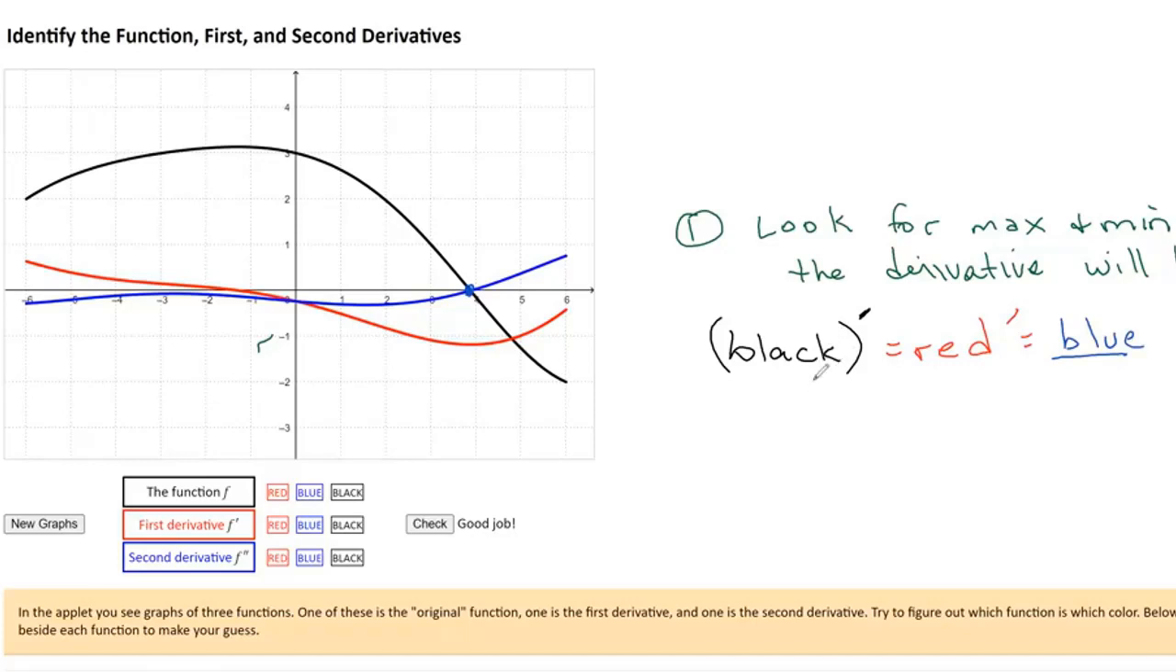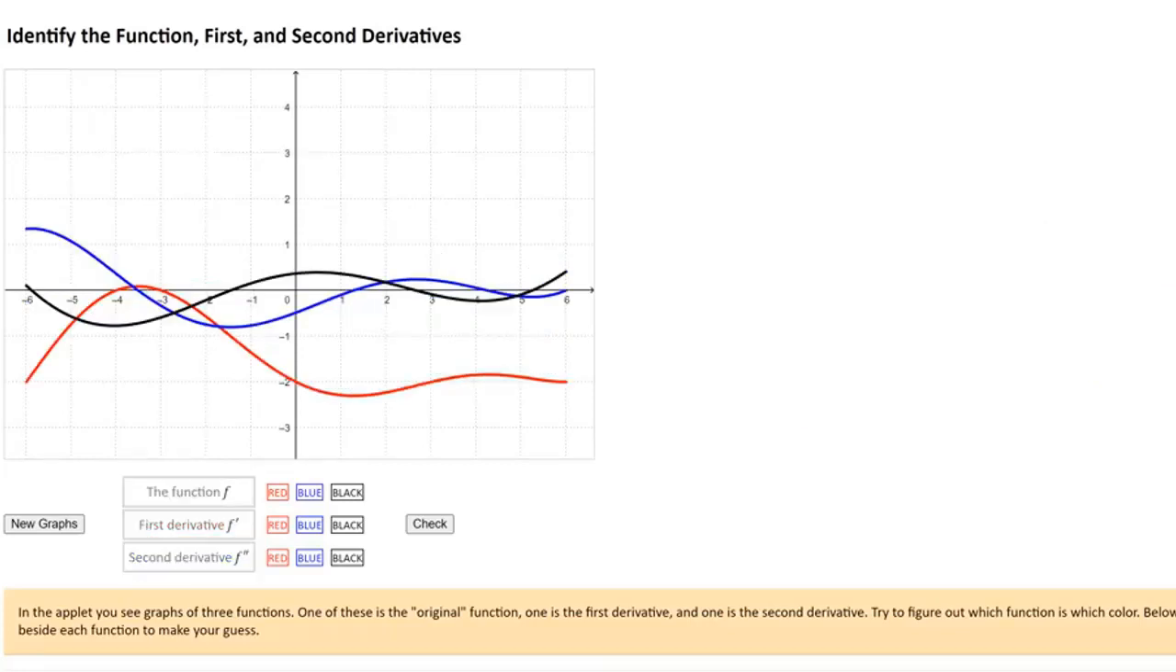That means that black is the original function. Red is the derivative of black. The derivative of black is red. And the derivative of red is blue. And then I just pick them over here on the side. If you want, you can play with this website too, if you really want more problems. And at any point, you can just stop the video and see if you can pick it out.